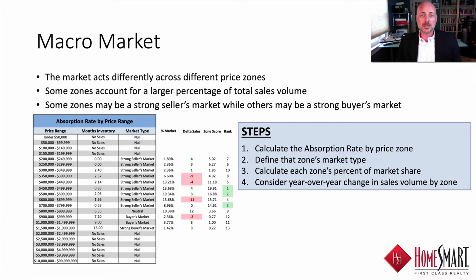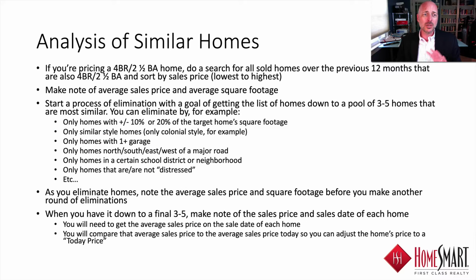So you go through this process. And then what you're going to do is go through similar homes. You're going to take all the homes in the market and you're going to say, I'm looking at 4-bed, 2.5-bath homes. So you're going to just look at sales. We don't care about active. We don't care about under agreement. All we care about are sold. Sold homes in the previous 12 months, 4-bed, 2.5-bath. It's going to give you this big pool. And you're going to start to narrow it down. You go through a process.